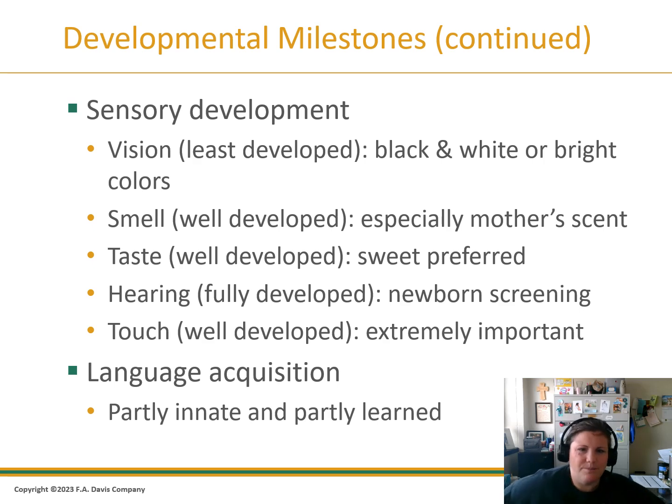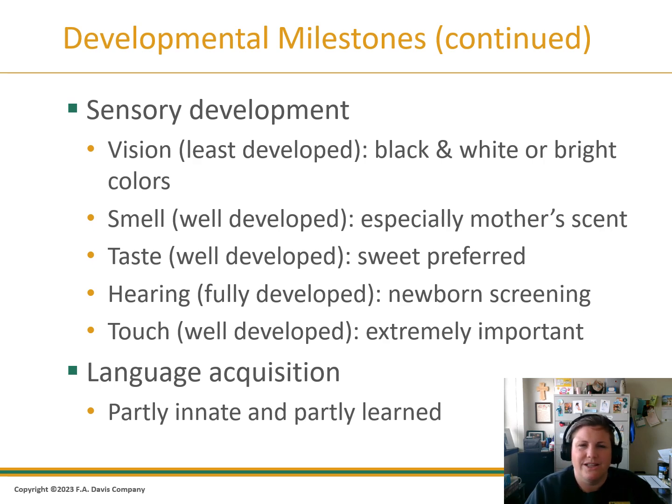With their sensory development, gave a list of what you can anticipate is the least mature versus the most, or just kind of average. So hearing is the only one that's fully developed at birth, and that's why we do a newborn screening on all children. Vision would be the least developed. In those early first few months of life, the baby is only able to see black and white. A lot of times they're not even seeing bright colors right away.